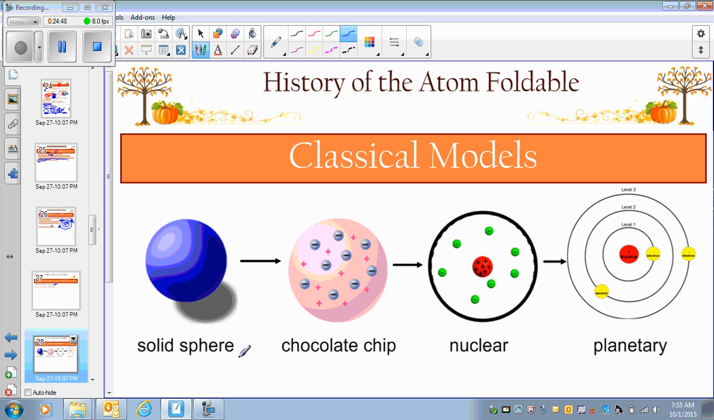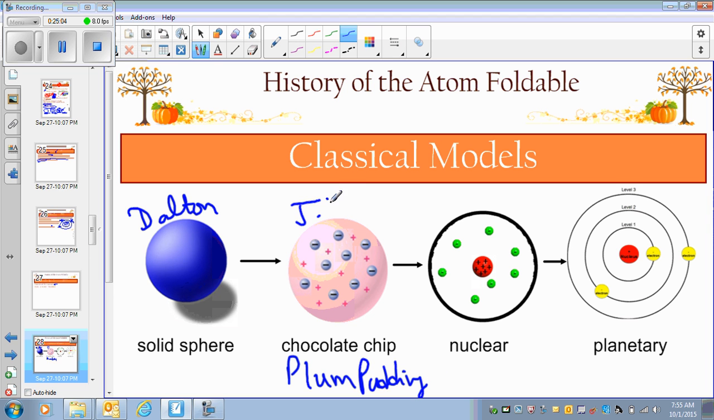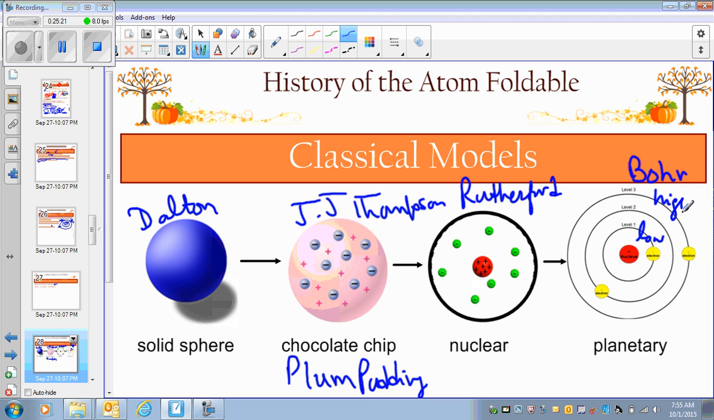So overall, these are the models that we need to learn. We have the solid sphere model, and Dalton gave us the solid sphere model. We have the chocolate chip cookie or plum pudding model, and who gave us this one? J.J. Thompson. We have the nuclear model, and who gave us this one? Rutherford. And then we have Bohr's model, with different energy levels, where this one has low energy and this one has high energy. So we have the planetary model given by Bohr.